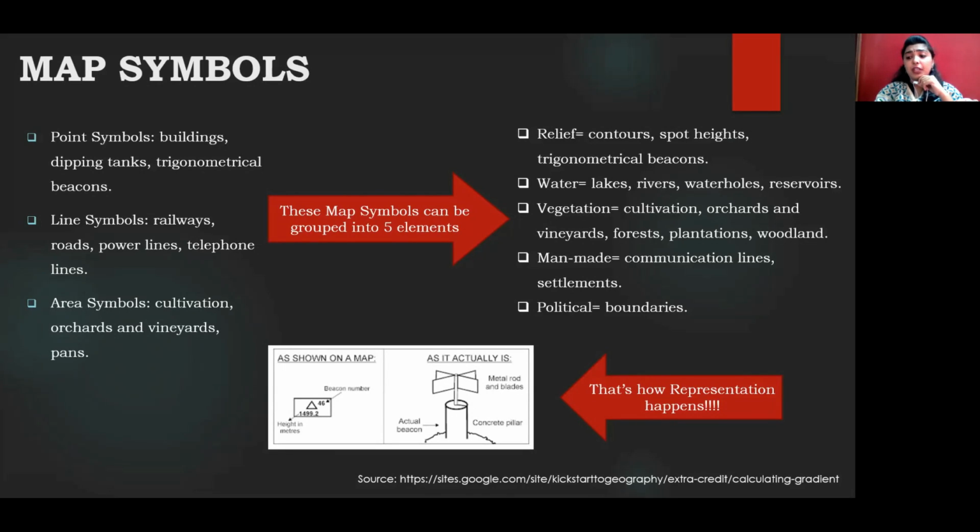Now, depending upon the scale of the map and the kind of area that you are showing on the map, your point and polygon symbols will differ. For example, in a detailed cadastral map where I'm showing the buildings in detail, the area covered by the building, those buildings will be shown with polygon features. But in a topographical map, the settlements will be shown by point symbols, which is a small square.